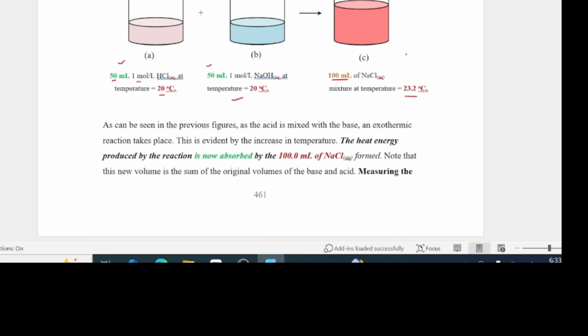So what we can say here is that this volume of mixture, which is equal to 100 milliliters of sodium chloride, is what will absorb the heat that is produced. We know a number of things here. We know the final mass will be 100 grams. We know its specific heat capacity is assumed to be the same as that of water, and we can subtract 20 from this and get delta T. So let's see how the calculation is done.